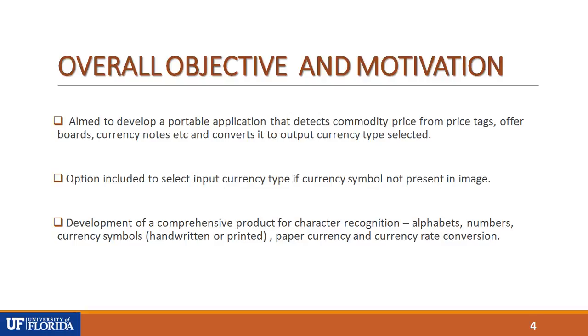Overall objective and motivation: the overall motivation of this project proposal is to develop a comprehensive product, a portable application that could be installed on a mobile device or a tablet, that could detect commodity prices from price tags, offer boards, currency notes, or handwritten currency symbol and numeric value, and convert it into an output currency type that has been selected. In case a currency symbol is not present in the image, an option to select input currency type would also be included. This would be a comprehensive product which provides a solution to all character recognition tasks, including alphanumeric characters and currency symbols, and this could also be extended for paper currency recognition and currency rate conversion.